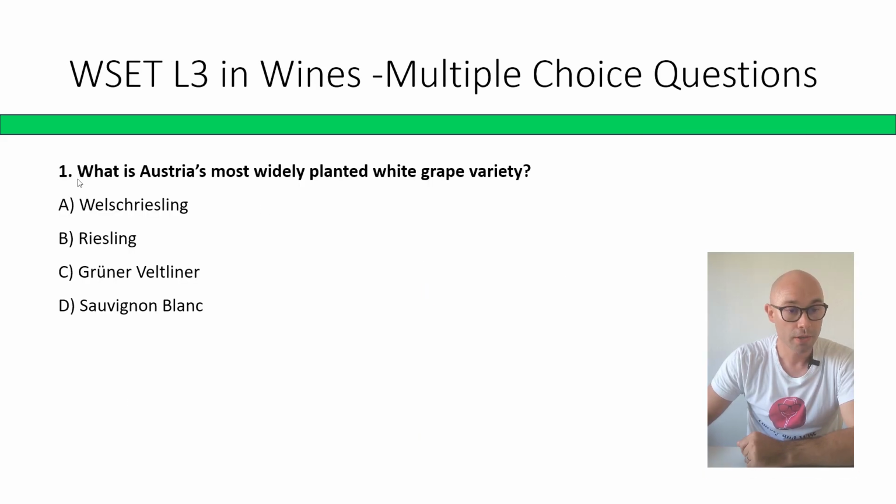So question number 1, what is Austria's most widely planted white grape variety? Options: Welsh Riesling, Riesling, Grüner Veltliner, Sauvignon Blanc. The correct answer is C, Grüner Veltliner.